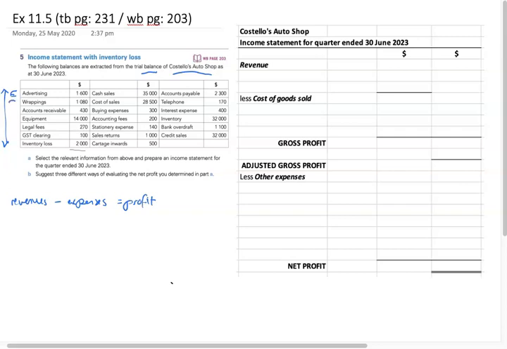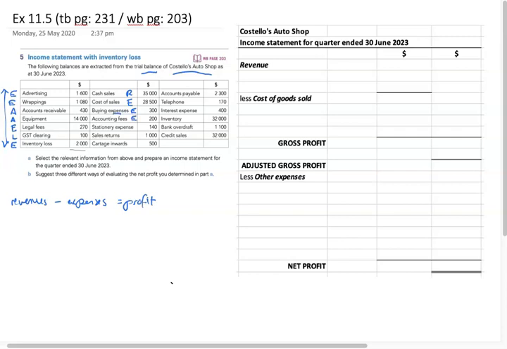Advertising is an expense, wrappings expense, accounts receivable asset, equipment asset, legal fees expense, GST clearing, remember we assume is a liability. An inventory loss is one to stop and pause. Inventory loss is an expense. So we've done a count clearly and realized we've got $2,000 less inventory than we thought in our inventory card. Cash sales is revenue. Cost of sales is an expense. Buying expenses an expense, and accounting fees an expense.